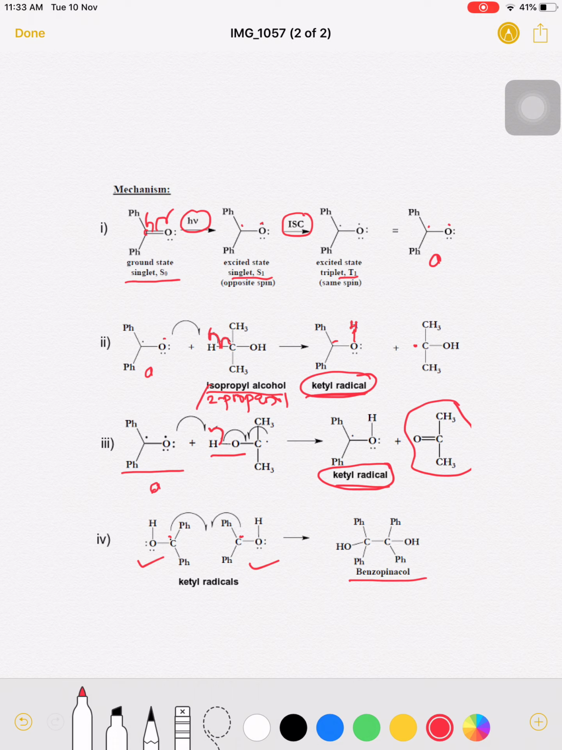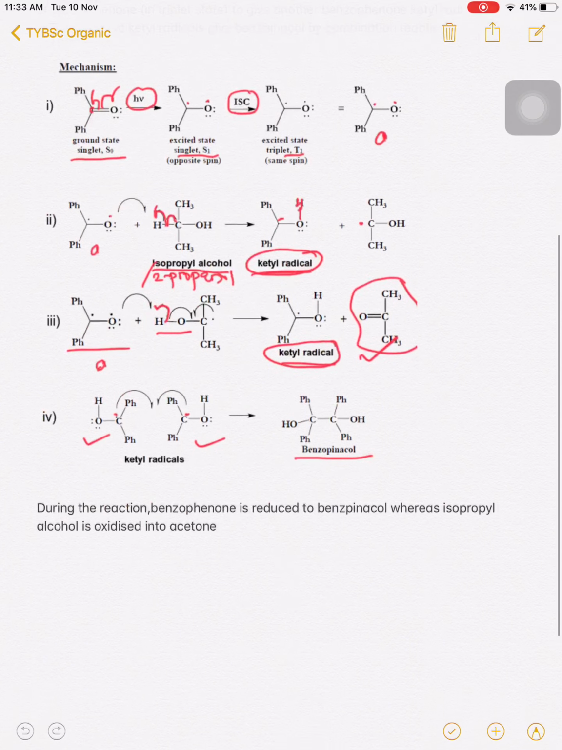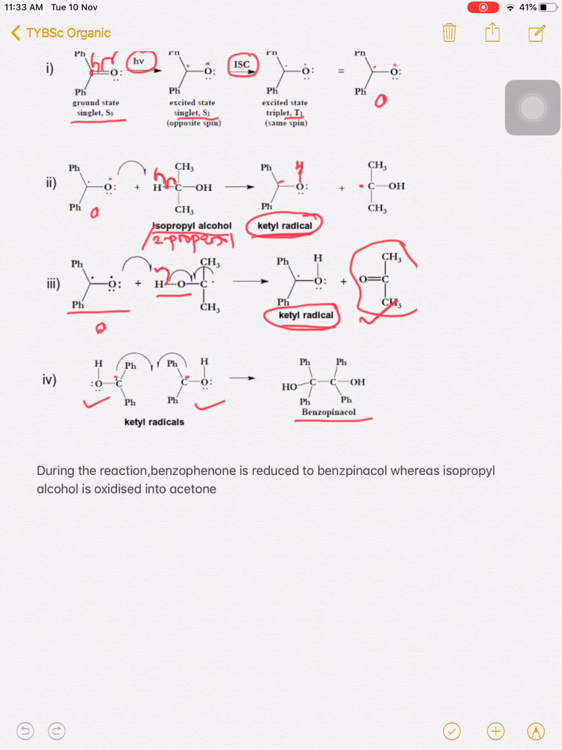So this is the simple photoreduction reaction, conversion of ketone to alcohol. In this case the benzophenone is reduced to the alcohol and the isopropyl alcohol is oxidized to acetone. This is the simple photoreduction reaction of benzophenone to benzpinacol. During this reaction benzophenone is reduced to benzpinacol, whereas isopropyl alcohol is oxidized to acetone.